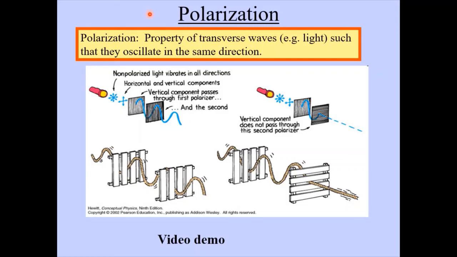Our last topic here on the properties of light is another fascinating one. It's called polarization. Polarization is the property of transverse waves, such as light, such that they oscillate or vibrate in the same direction. There's a nice analogy to this: thinking about wiggling a rope with a picket fence. If the pickets are vertical, as shown here, the rope can wiggle up and down, but it can't wiggle back and forth because the waves hit the fence and are blocked by it.